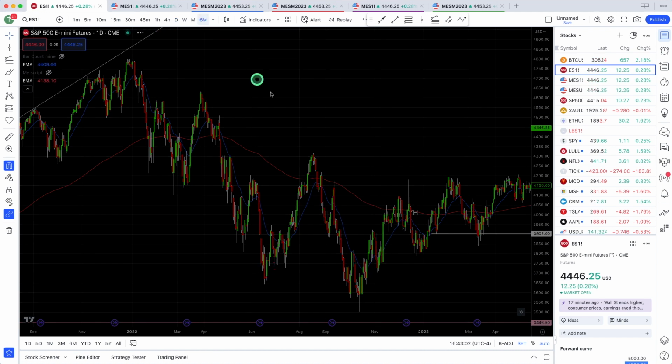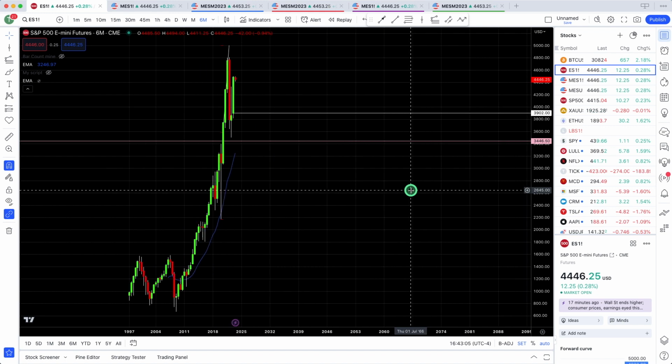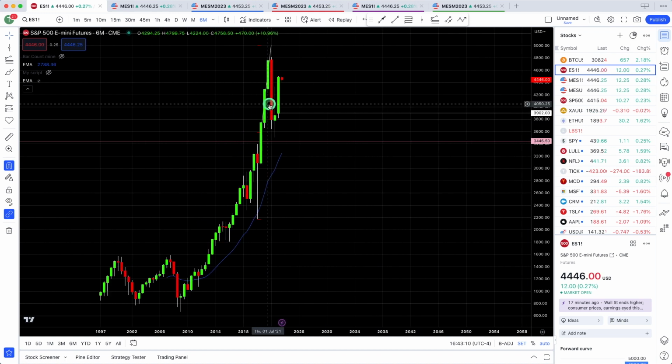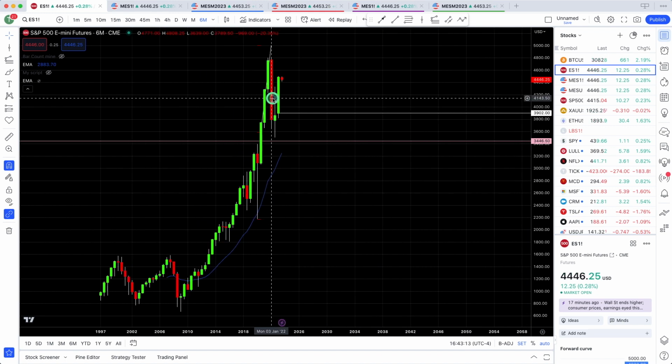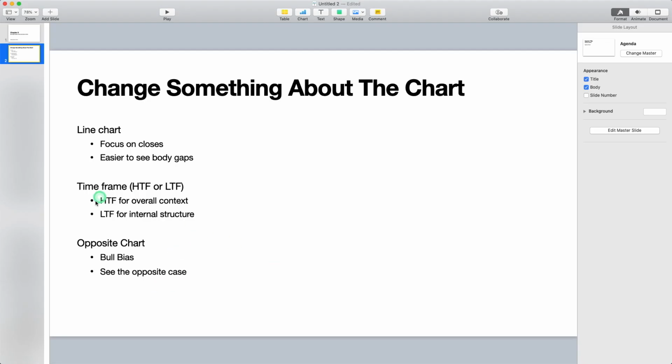Whereas on the higher time frame, you see the overall context, you understand the general probabilities and direction, but you don't have as much detail and structural information. The last thing that Al recommends, which I think has the biggest impact and has had the biggest impact for me, is to look at an opposite chart.